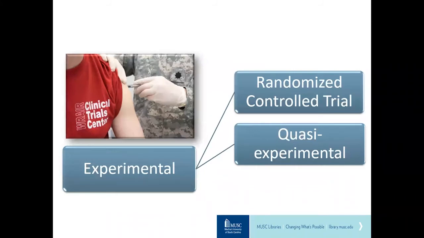Experimental studies in humans are also called clinical trials. There's always an intervention involved in experimental studies. The gold standard for experimental studies is a randomized controlled trial, or an RCT. RCTs are designed specifically to minimize bias in the results. However, sometimes randomization is not possible for ethical or logistical reasons. So those studies are typically deemed quasi-experimental.